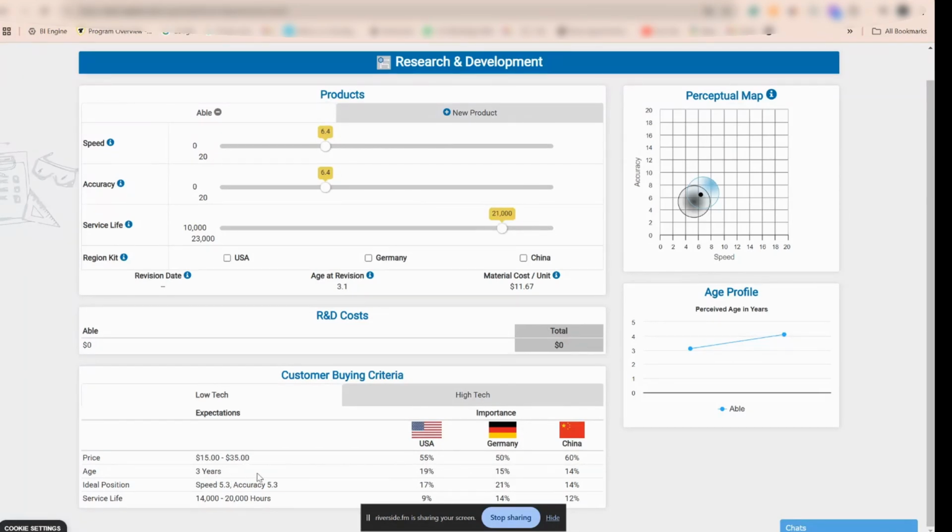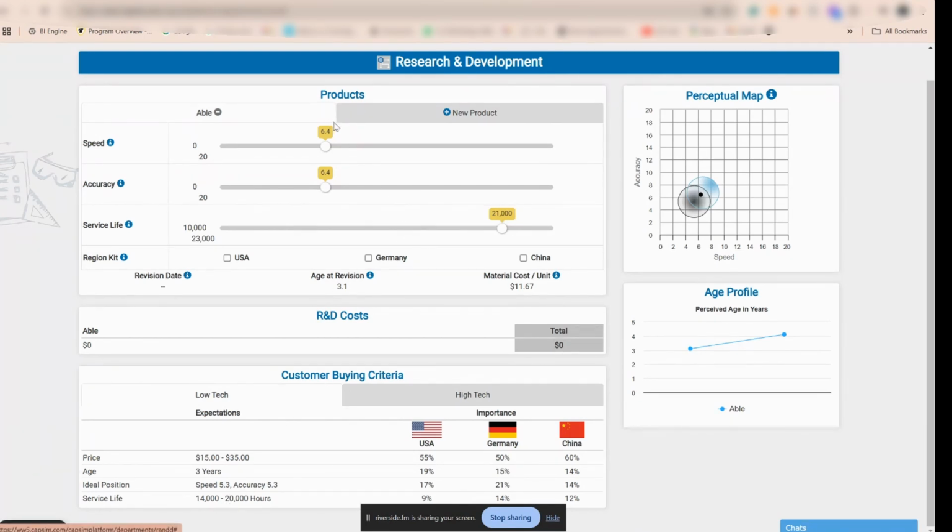The next thing is age, which is the product is about 3 years old. Ideal position 5.3, 5.3. It's third on their list, and service life 9%, not a lot, but it counts, right?